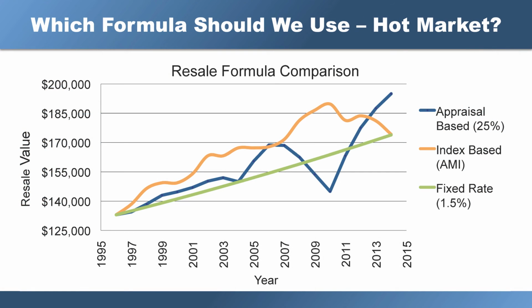This is a graph of the three formulas we reviewed in a hot market. You can see the blue line, the appraisal-based formula, took a dive during the housing crash, but has jumped back up and has recovered considerably recently. But it's actually the AMI that proved the least affordable until the recession, after which the appraisal-based formula bounced back at a much faster rate than the AMI formula did.